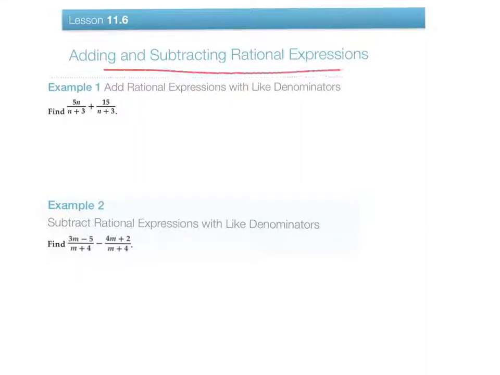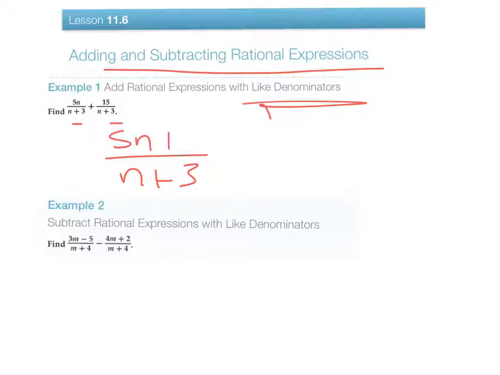To add or subtract expressions, all I have to do is make sure you have like denominators. So if we have like denominators, just like adding fractions, the denominator doesn't change. Then all we have to do is add the two numbers, and since they're not like terms, we don't really add them, we just write them.